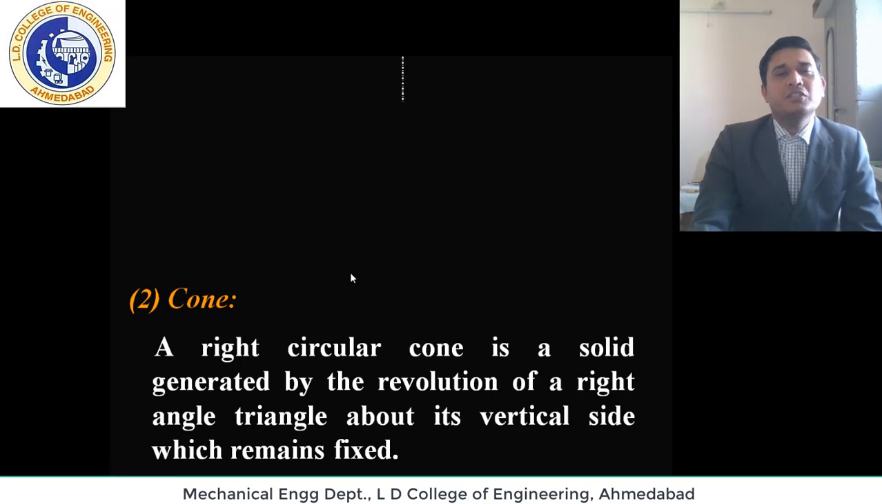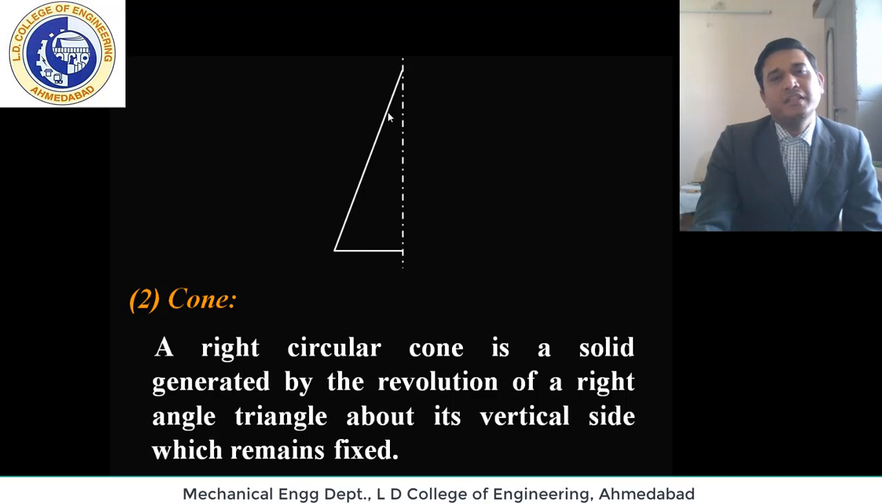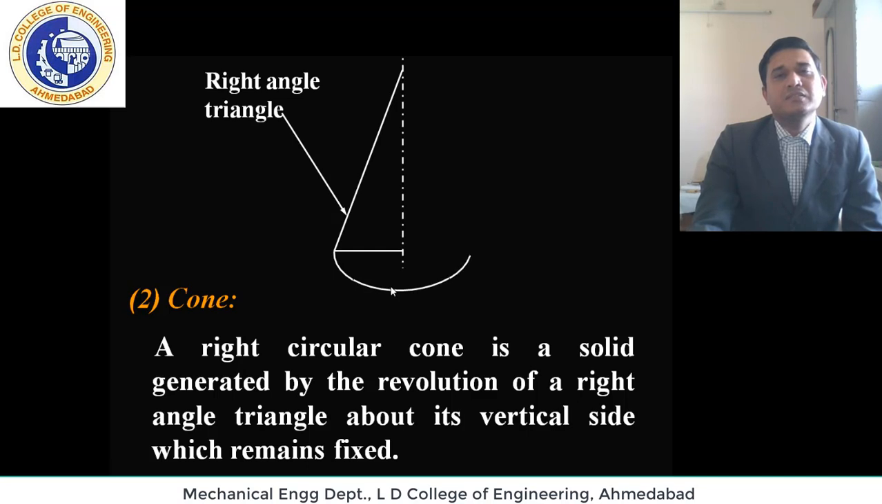Now next, friends, for the cone, if we have a right angle triangle as shown in this figure, and we revolve this right angle triangle about its fixed longer edge, then it will form, you just see, this generation of the curves. So if we revolve the right angle triangle about its fixed longer edge, it will form the cone.